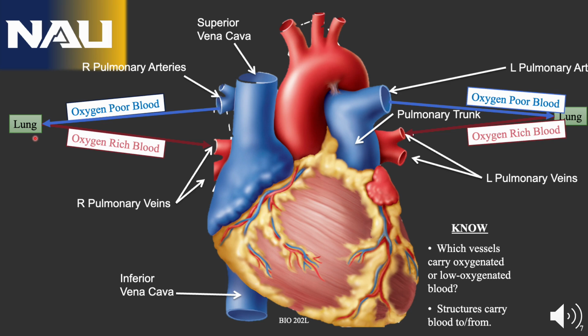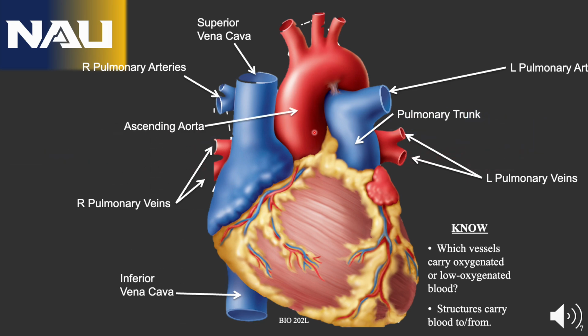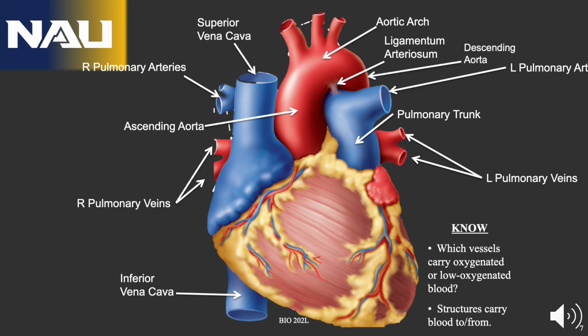Remember, veins carry blood back to the heart, and arteries carry blood away from the heart. This pulmonary circuit is different from the rest of the body because the blood leaving the heart is deoxygenated, and the blood returning is oxygenated. Now, with oxygen-rich blood, it moves into the left side of the heart, and it pumps into the ascending aorta, across the aortic arch, and down the descending aorta, to be distributed throughout the body.